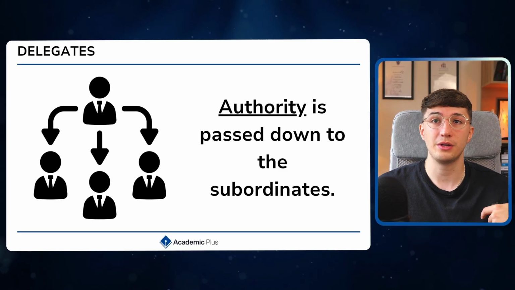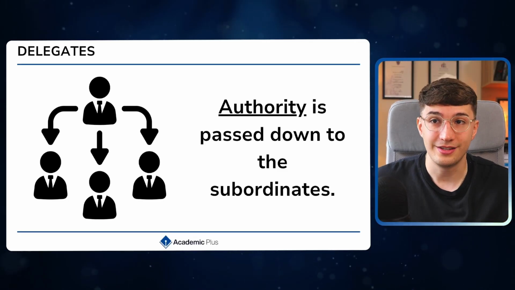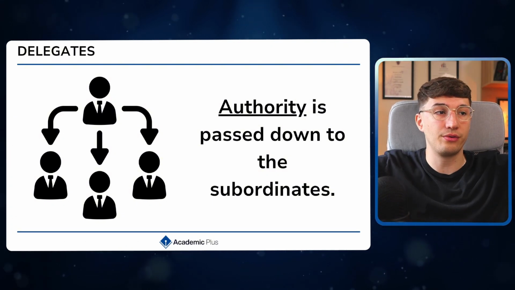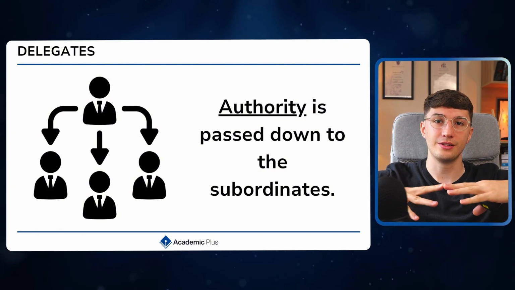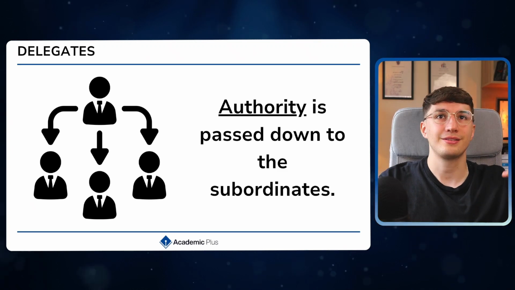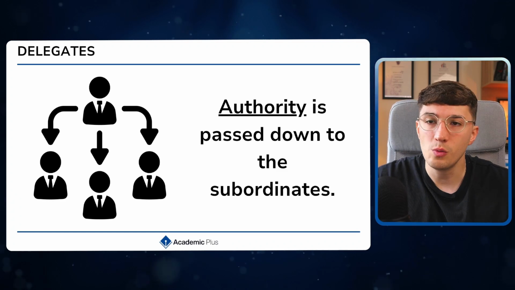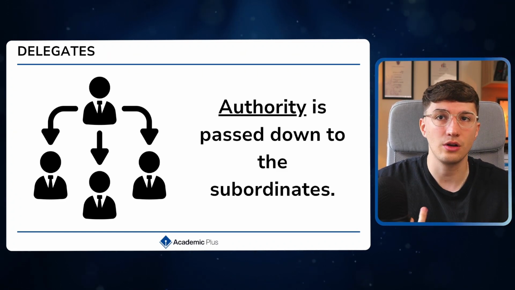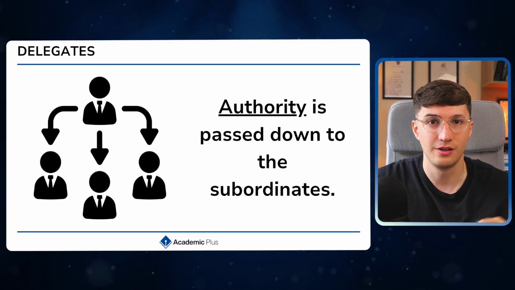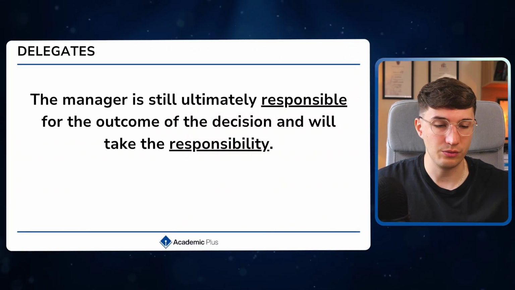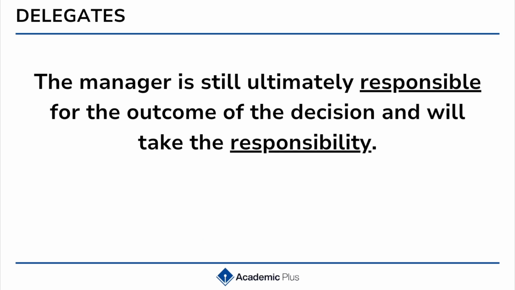And as you can imagine, because we are delegating, it is pretty much in the name of what we're doing. We're passing that authority down the hierarchy in the business. The manager, the leader, they're passing their authority down to their subordinates. And this is normally because the manager has a lot of trust in their subordinates. However, the manager is still ultimately responsible for the outcome of the decision, and they will have to take responsibility.